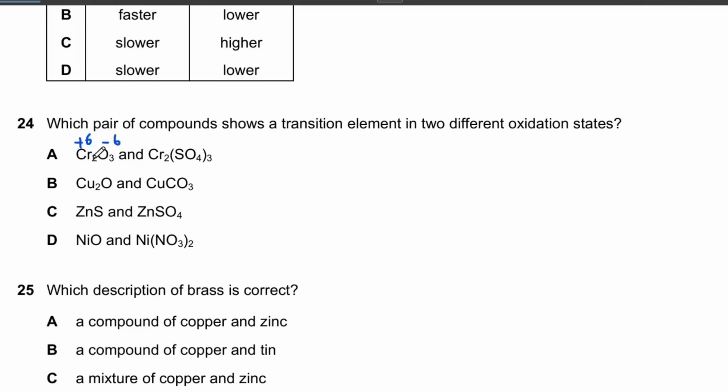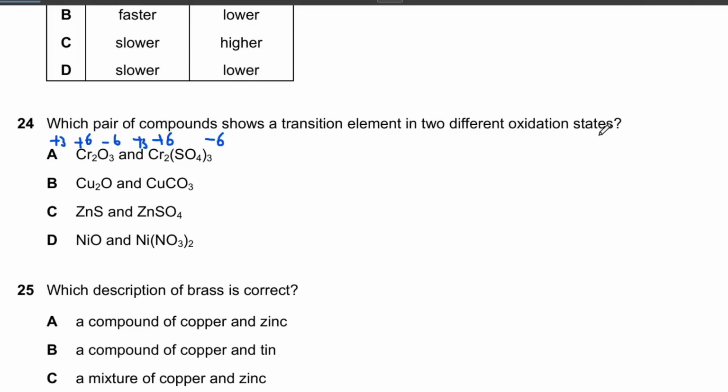But then we have 2 chromium here. That means each chromium is going to be +3. And then you do the same thing here. This is sulfate. Sulfate is -2, and you have 3 of it. -2 times 3 is going to give us -6. So to balance the charges, this is going to be +6. And then our chromium is 2, so it's going to be +3. So this is chromium 3 and chromium 3. So that's not the answer.